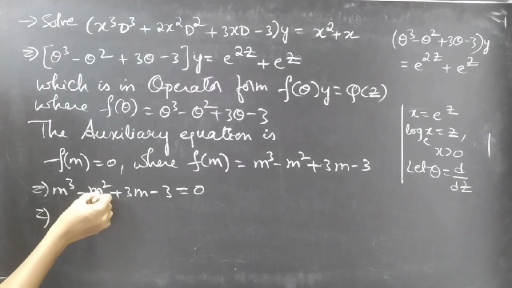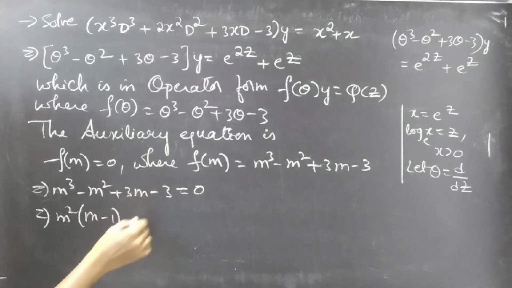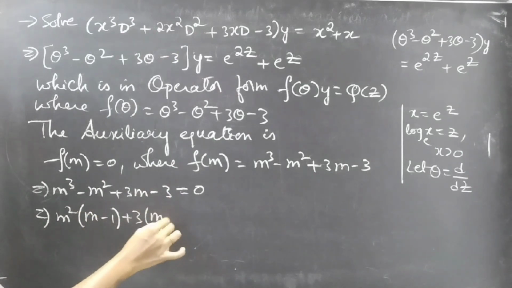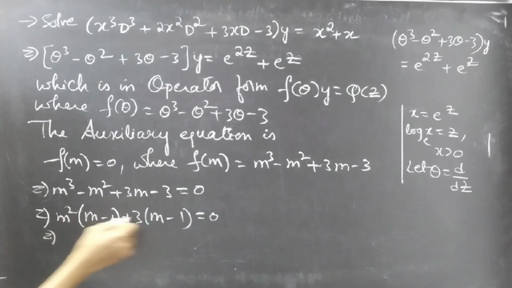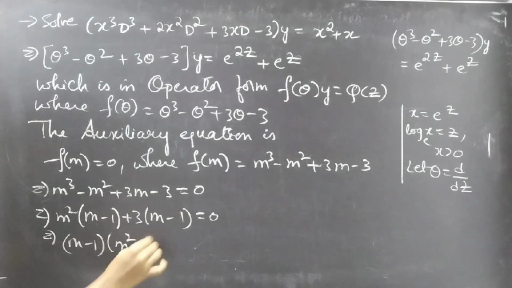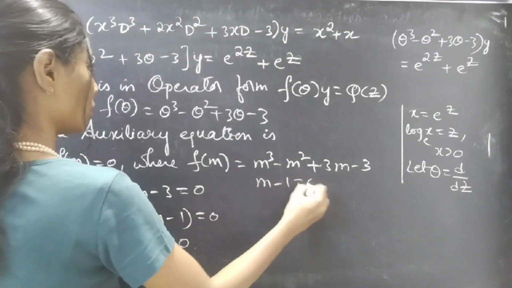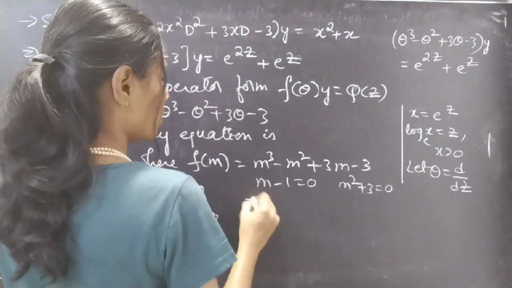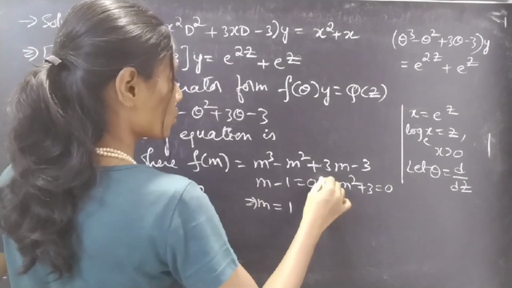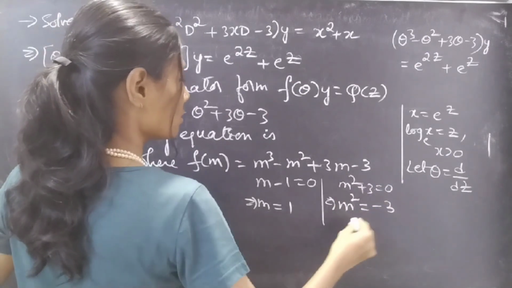Now, take m square common from the first two terms, we'll get m square times m minus 1, and take plus 3 common from the next two terms, we'll get 3 times m minus 1 equal to 0. Now take m minus 1 common from these two terms, we'll get m minus 1 into m square plus 3 equal to 0, right? Now equate each factor to 0. m minus 1 equals 0, m square plus 3 equals 0, right? From m minus 1 equals 0, we'll get m equals 1, and from m square plus 3 equals 0, you will get m square equals minus 3.